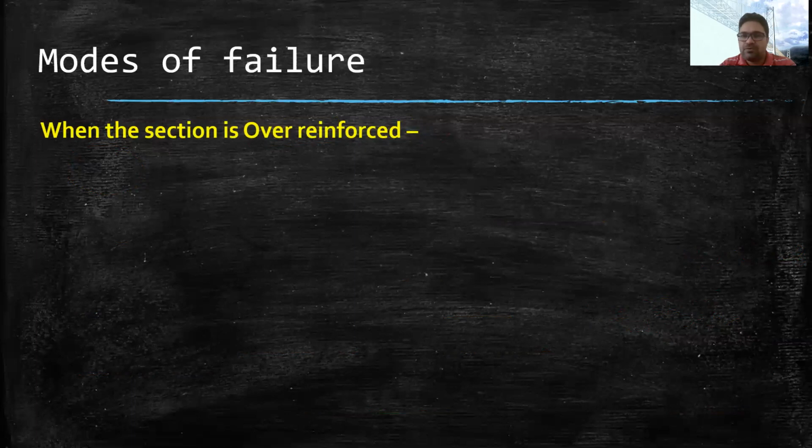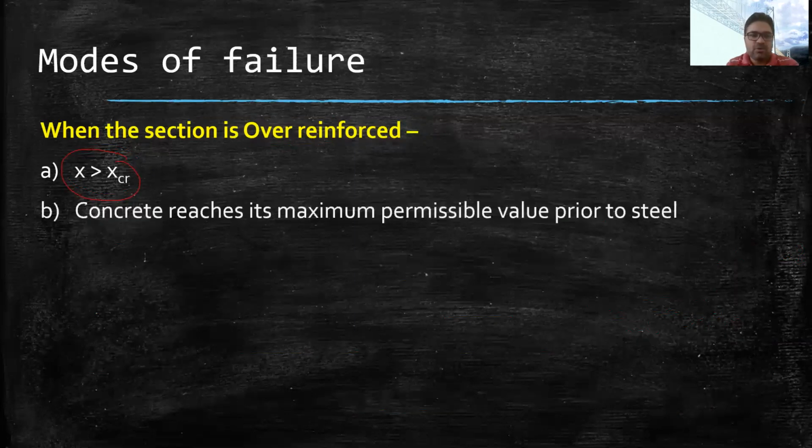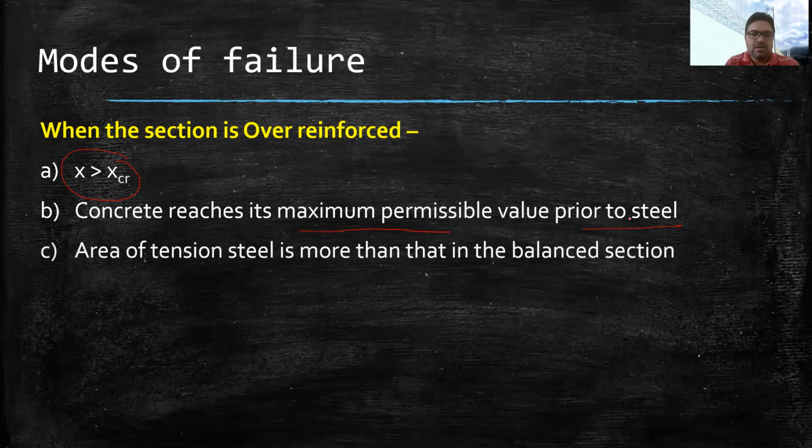When the section is over reinforced, there are some features in this case also. The first is that the neutral axis depth will be more than the critical depth of neutral axis. This is what we have seen in the previous slide where I was showing you the figure. The second feature is concrete will reach its maximum permissible value prior to the steel. And in this case, the area of tension steel, which is AST, is more than the AST balance.